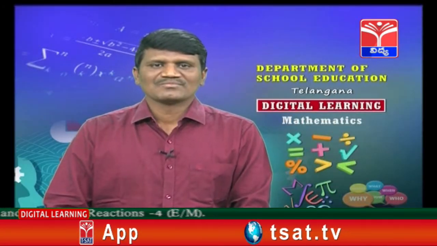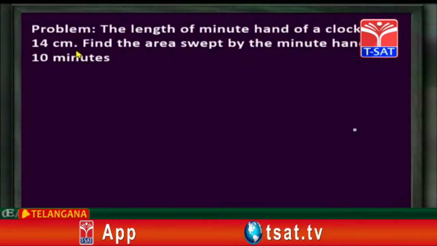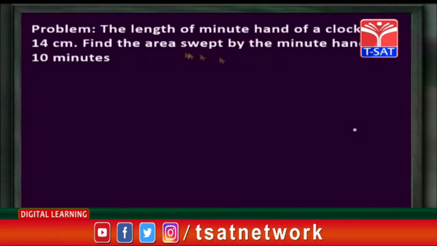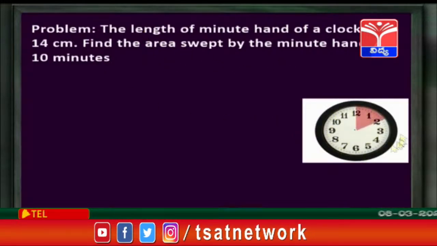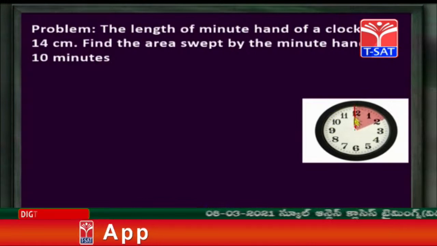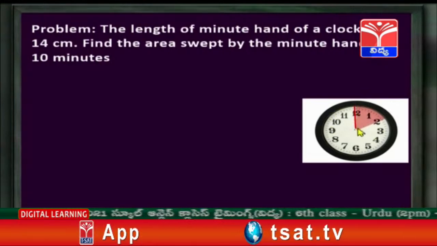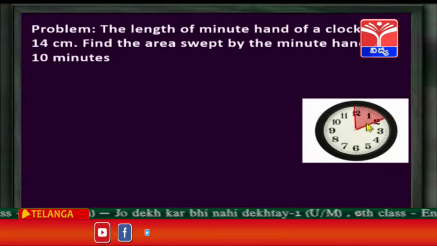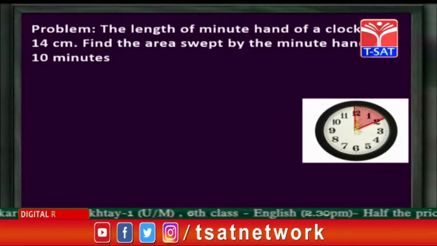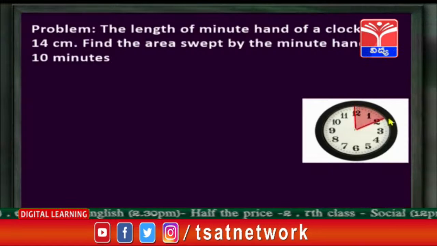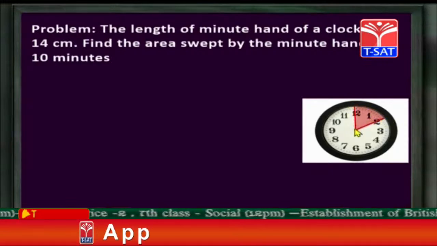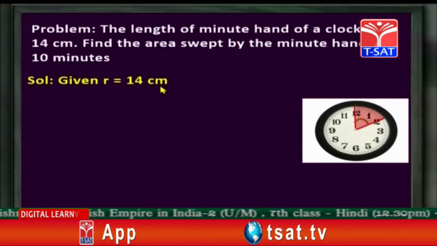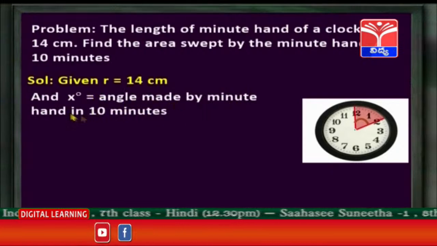Now let us see the second problem. The length of the minute hand of a clock is 14 centimeter. Find the area swept by the minute hand in 10 minutes. That means this is a clock and this is a minute hand, which started from here and came till 10 minutes. So what is the angle between these two? If you observe, this is a sector, right? So to find the area swept by the minute hand is nothing but the area of a sector, and the radius is nothing but the length of the minute hand. Given r is equal to 14, x is equal to the angle made by the minute hand in 10 minutes.